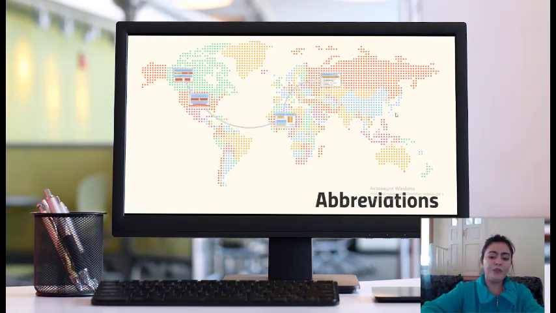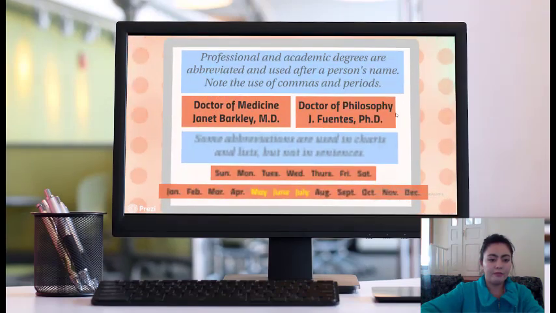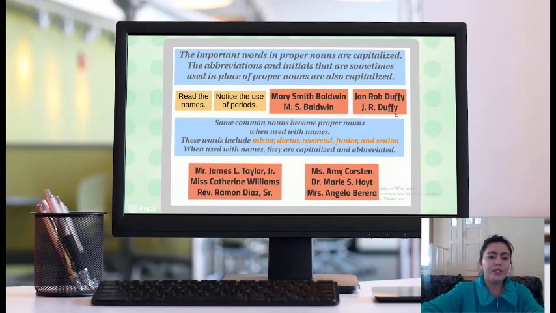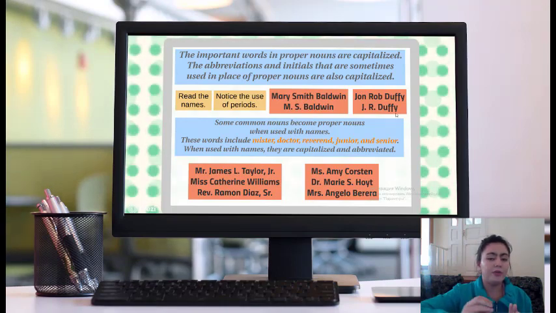We can see a lot of abbreviations in newspaper articles. Now we'll discuss types of abbreviations and how they can be shortened. As you know, an abbreviation is a shortened form of words. The important words in proper nouns are capitalized. The most important fact is that only proper nouns, measurements, names of months, names of streets, and also time measures can be shortened or abbreviated. For example, the abbreviations and initials that are sometimes used in place of proper nouns are also capitalized.